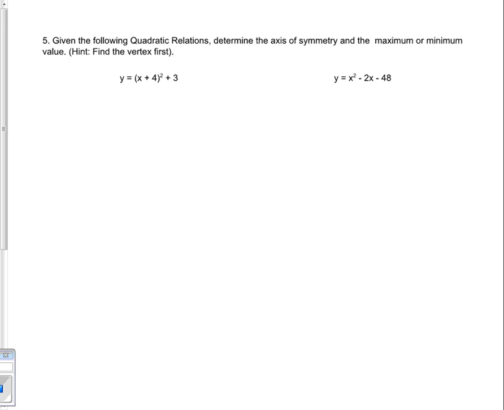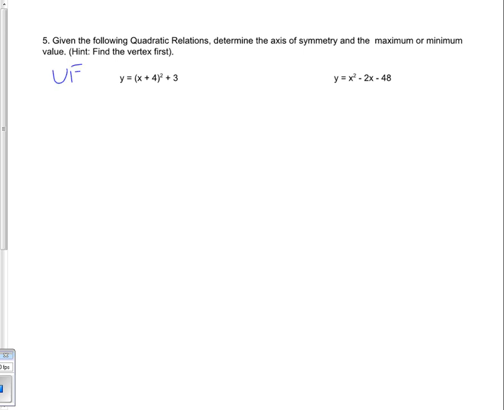So now what we're going to do is take a look at using these two quadratic equations that are below, and we're going to figure out what the axis of symmetry and the max or minimum value happens to be. So it gives us a hint here that we have to figure out what the vertex is for each of them. So the nice thing about the first one is that it's actually given to us in vertex form.